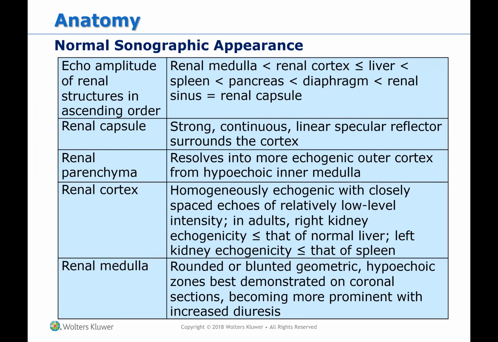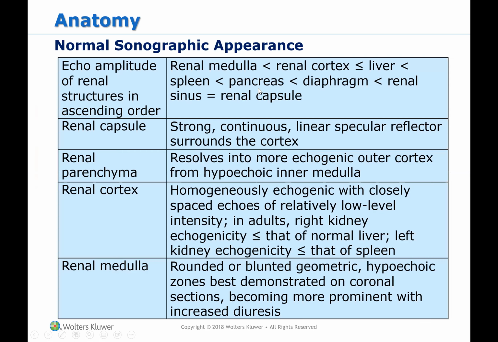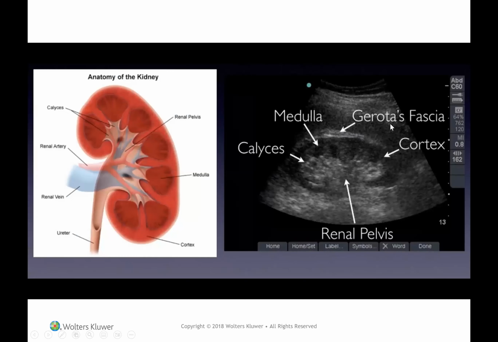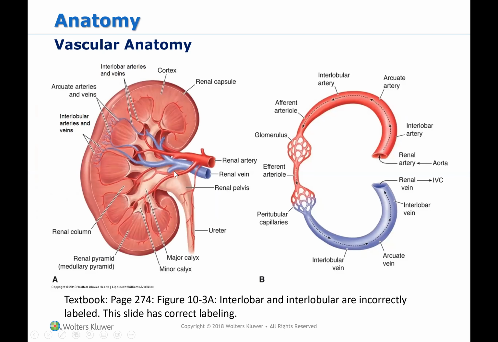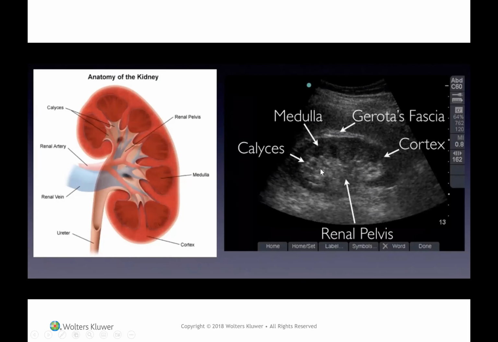So the sonographic appearance of the kidneys, this is the echo amplitude of renal structures in ascending order. So the renal medulla, looking back here, the anechoic area right there, is the most hypoechoic, anechoic area. Then next to that, the renal cortex is the next hypoechoic, which is the outer edge of the kidney. Then from there, the liver, then the spleen, then the pancreas, then the diaphragm, then the renal sinus, which is the inner portion. You see how echogenic that is.